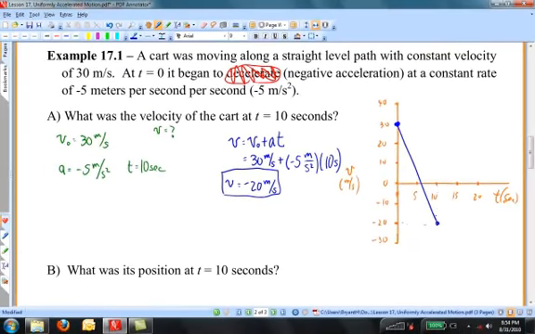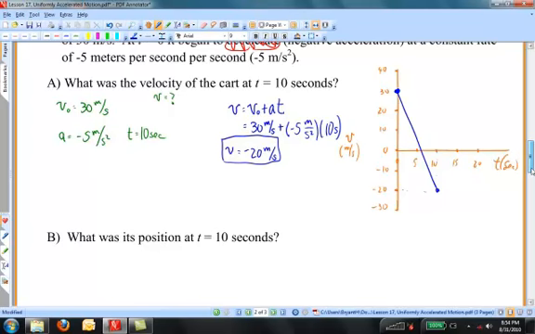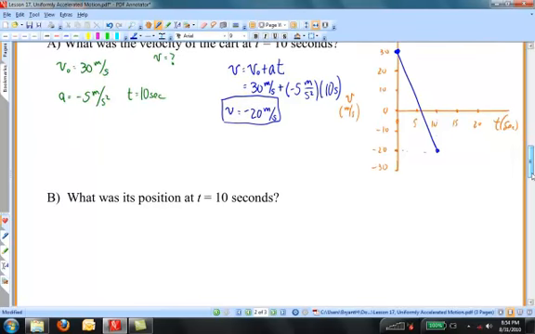All right. Now we're trying to figure out part B. What was its position at t equals 10 seconds? Now I think this is a little bit awkwardly worded, and the reason is because they don't tell you what the initial position is, yet they ask you to find what the final position is. So I'm going to make an assumption, and my assumption is at time t equals 0 that the object, the cart, was at the origin.